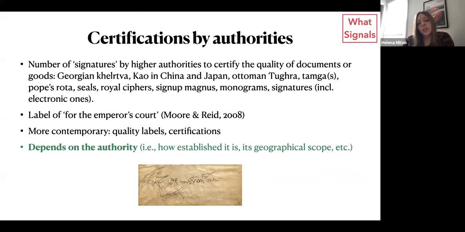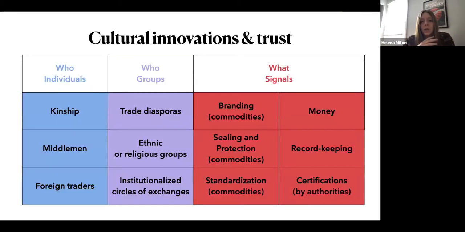And usually this can scale up by piggybacking on the authority that backs it up. So how established is the authority that backs it up, but also what is its recognized geographical scope. So that concludes this part, and all the cultural practices I want to suggest actually offer the scaffold for the expansion of trade.